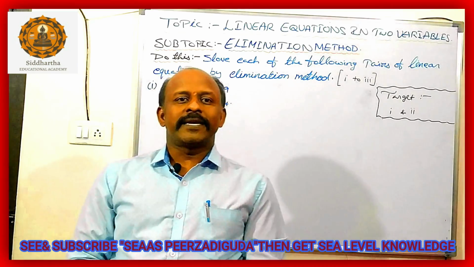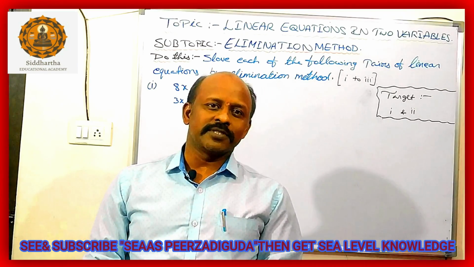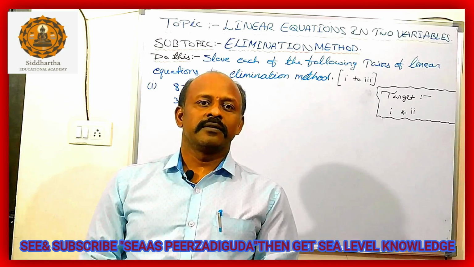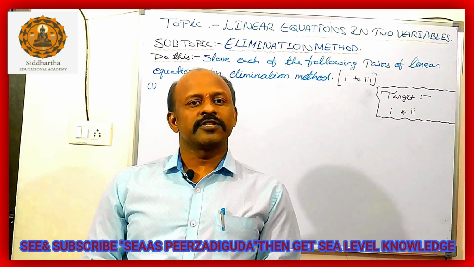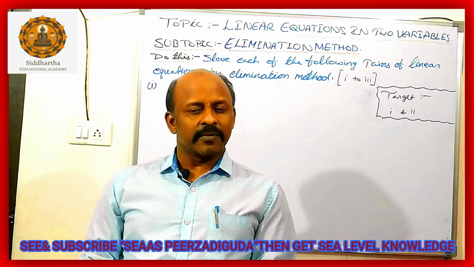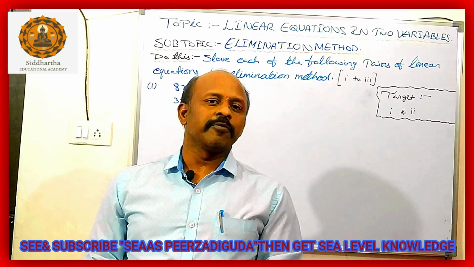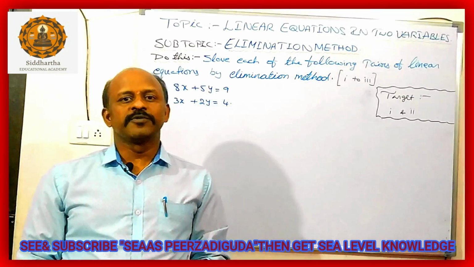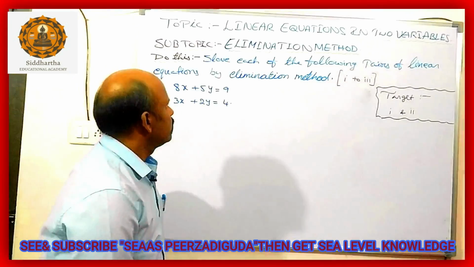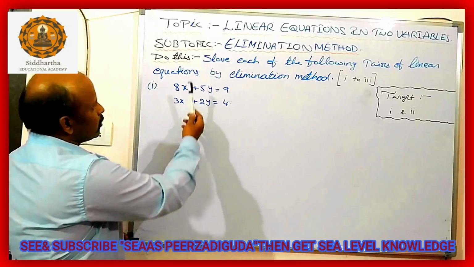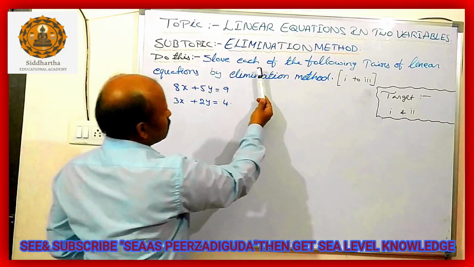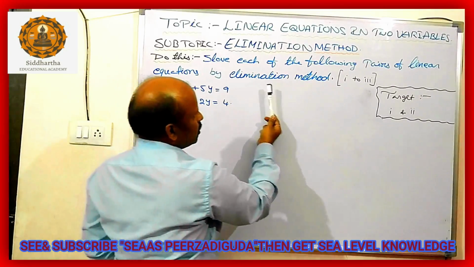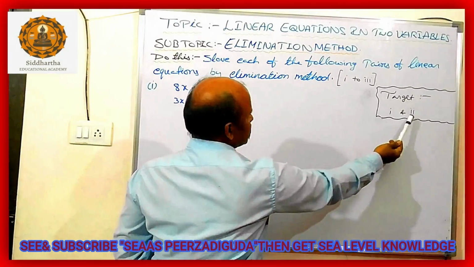Now I am going to explain target sums for elimination method. Already I explained the third sum from "Do this". The remaining two, first one and second one, I am going to explain now. All of you, observe the board over here. Do this: solve each of the following pair of linear equations by elimination method. Target sums, I am going to explain first one and second one.